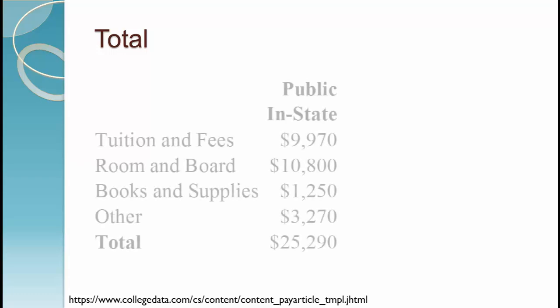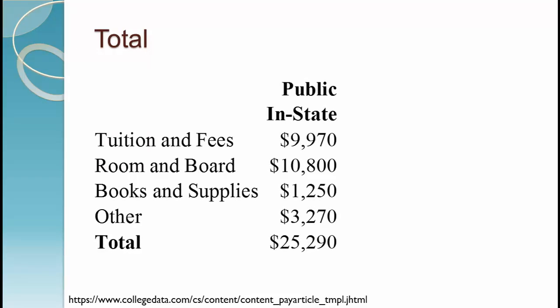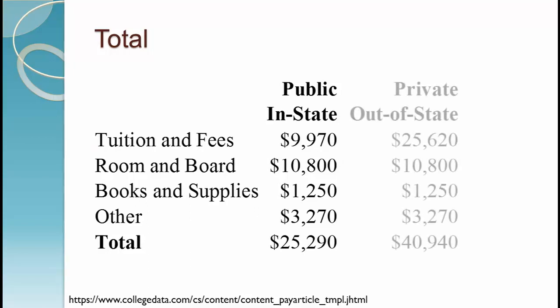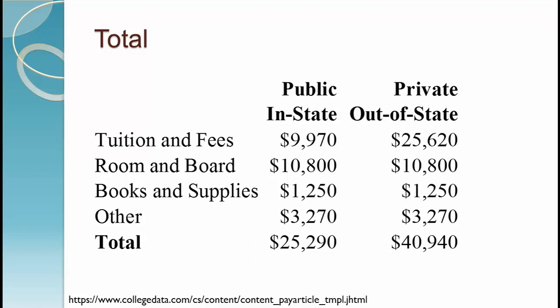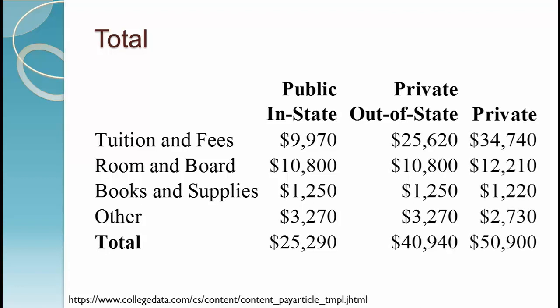So you put all these College Board estimates together and you have a very large sum of money. The annual cost at a public college paying in-state tuition would be $25,290, assuming you live on campus rather than living at home. The annual cost at a public college paying out-of-state tuition would be $40,940. Notice that the only thing that is different for out-of-state students is the higher tuition. Room and board and other expenses are the same for in-state and out-of-state students. And the annual cost at a private college would be $50,900.